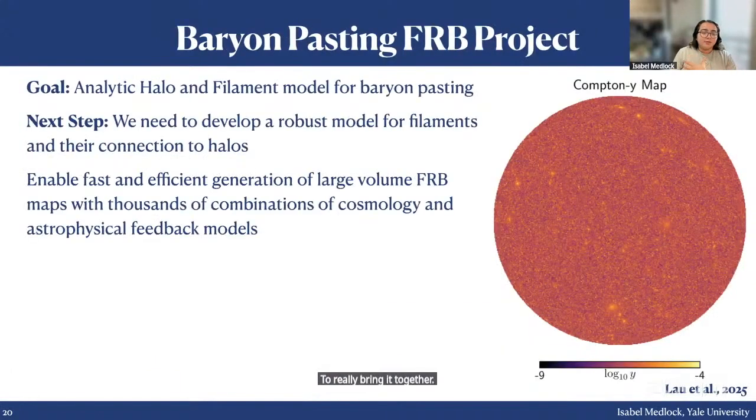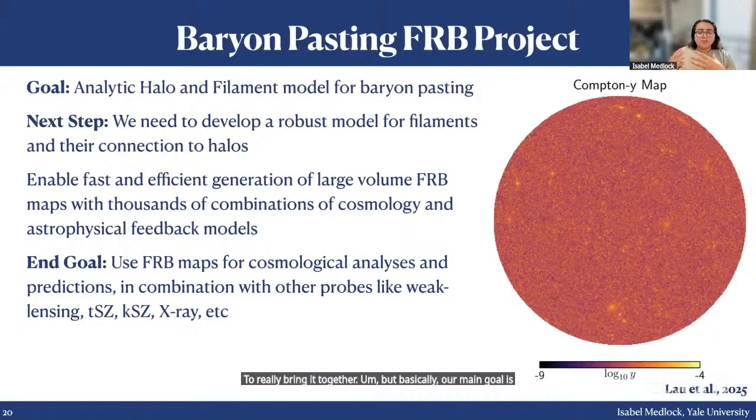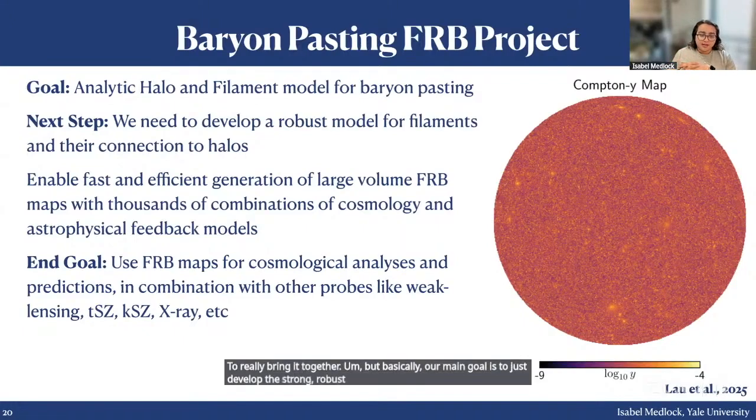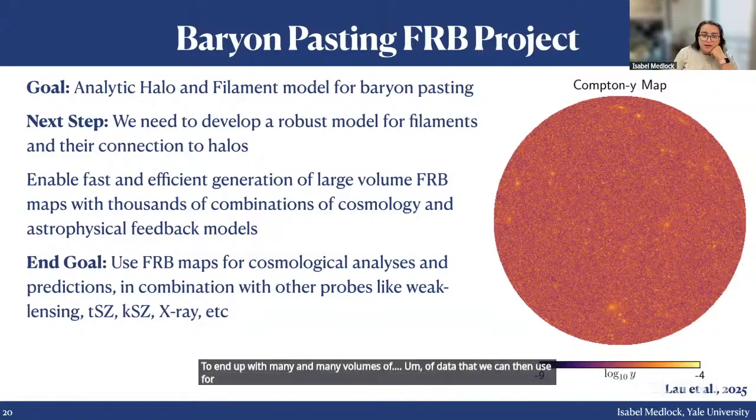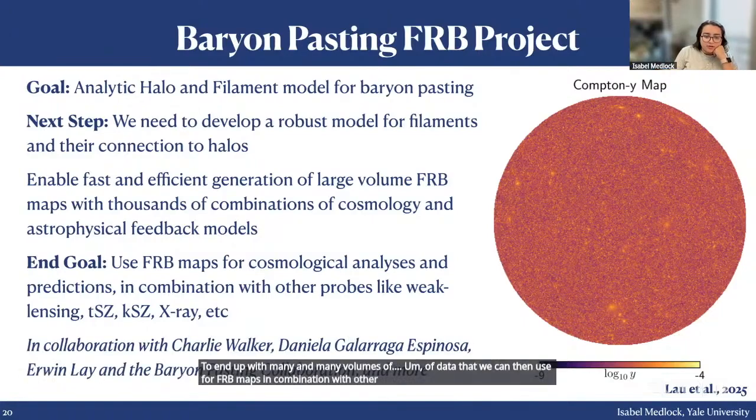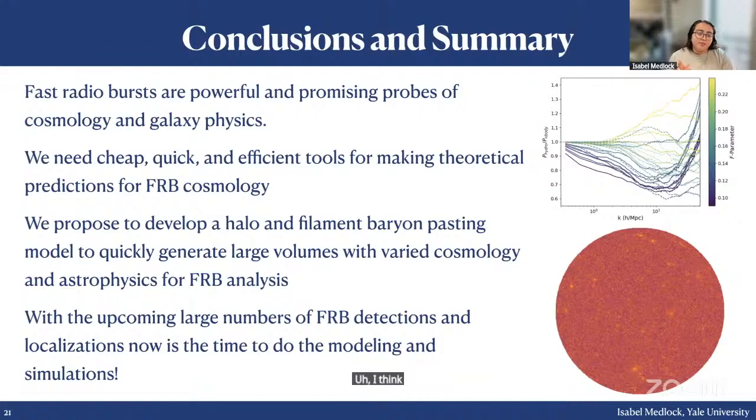But basically, our main goal is to just develop a strong, robust model that we can then apply to thousands of different N-body simulations with different cosmology and different feedback physics to end up with many, many volumes of data that we can then use for FRB maps in combination with other observables. I think I'll end there with my conclusion slides. Thank you.